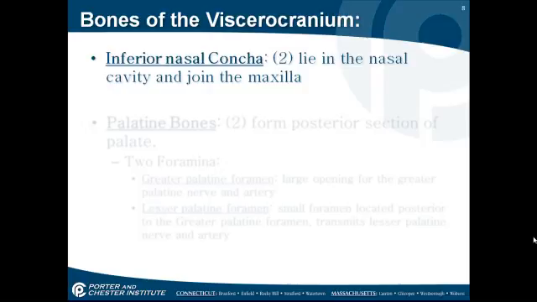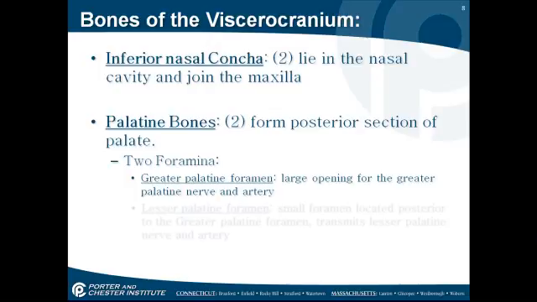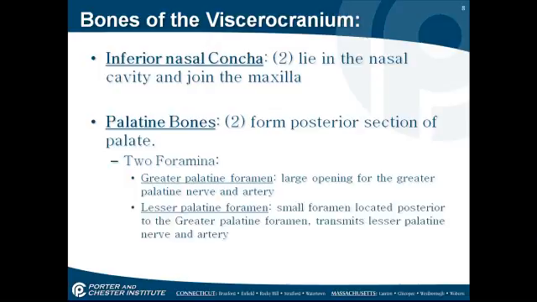The bones of the viscerocranium continue, looking at the inferior nasal concha. There are two of them, and they lie in the nasal cavity and join the maxilla. The palatine bones, there are two of those, and they form the posterior section of the palate. There are two foramina on these palatine bones. The greater palatine foramen has a large opening for the greater palatine nerve and artery, and the lesser palatine foramen is located posterior to the greater palatine foramen, and they transmit the lesser palatine nerve and artery.